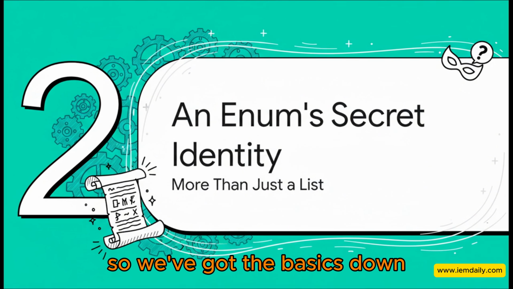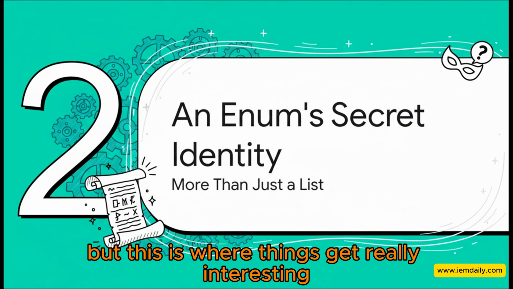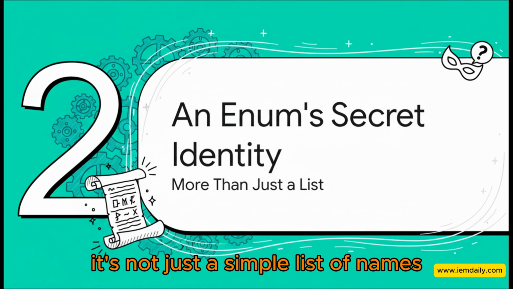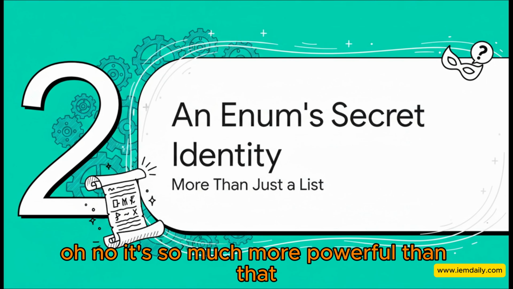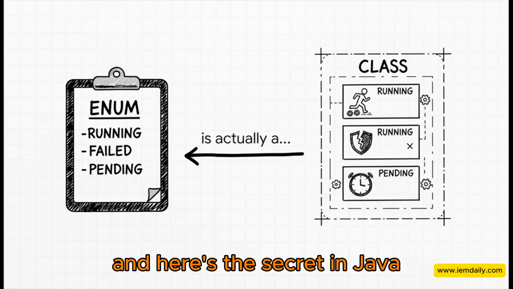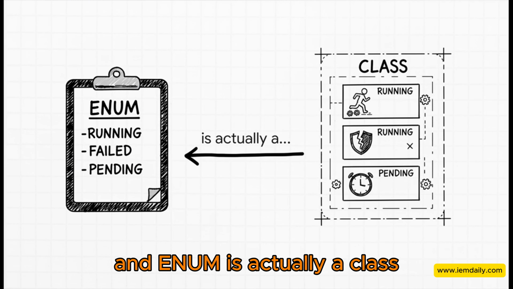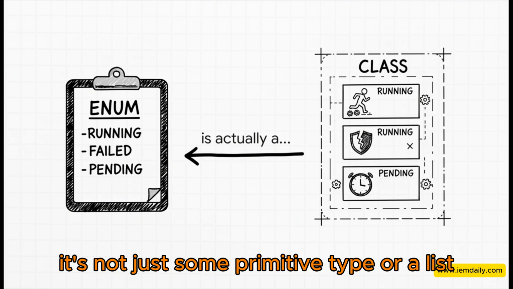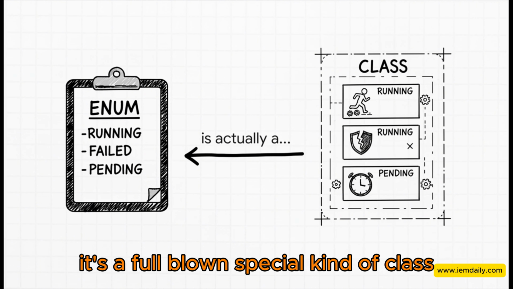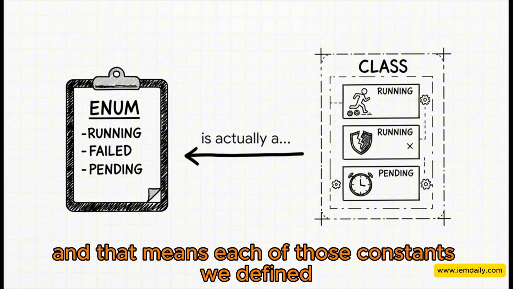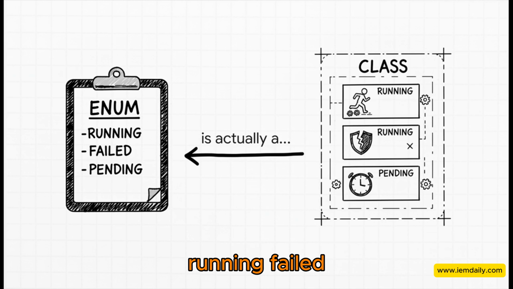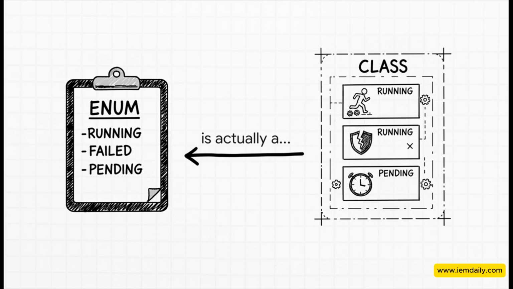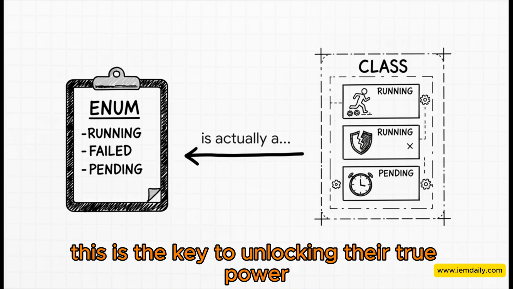All right, so we've got the basics down, but this is where things get really interesting. See, a Java enum has kind of like a secret identity. It's not just a simple list of names. Oh no, it's so much more powerful than that. And here's the secret. In Java, an enum is actually a class. Let that sink in for a second. It's not just some primitive type or a list. It's a full-blown special kind of class. And that means each of those constants we defined, RUNNING, FAILED, PENDING, they're all individual objects of that class. This is the key to unlocking their true power.